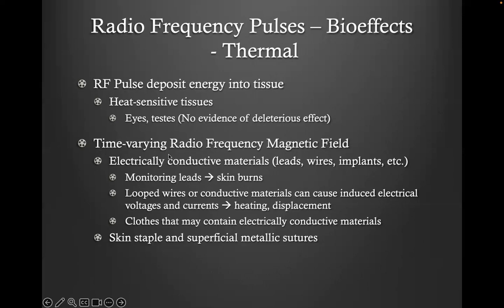So this time-varying radio frequency magnetic field, because you are turning it on and off, right? And then these electrically conductive materials like leads, wires, implants, when you have a time-varying radio frequency pulse, you can cause conductive electricity within these leads or wires or implants. So monitoring leads can cause skin burns, looped wires or conductive materials can cause induced electrical voltage and currents. Again, that's going to cause heating or displacement of these wires or implants. And also clothes that may contain electrically conductive materials will also cause heating or currents. Also, skin staples or superficial metallic sutures can also have heating, or they may have torque or try to move.